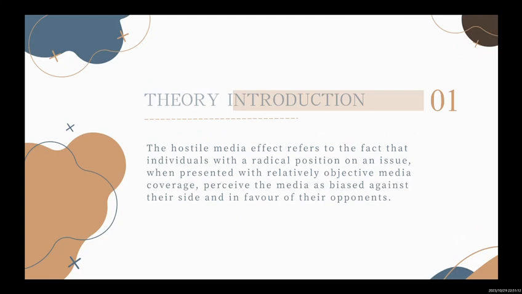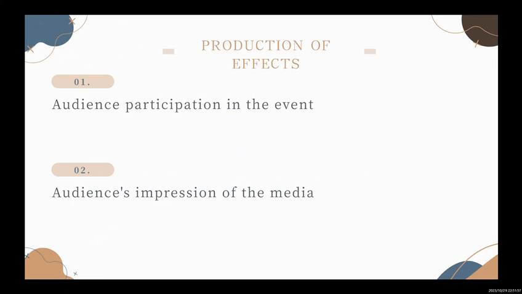The hostile media effect was initially known as the hostile media phenomenon and is attributed to the perception theory of mass communication. This phenomenon refers to the fact that individuals with radical positions on an issue who see relatively objective media coverage perceive the media as biased against their side and in favor of their opponents. This effect is related to two things.